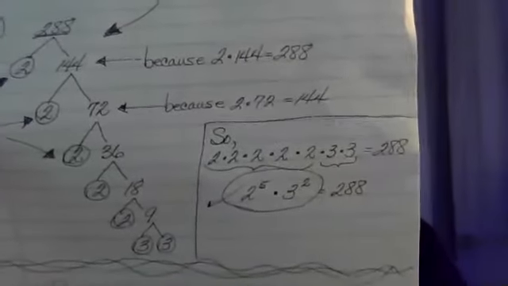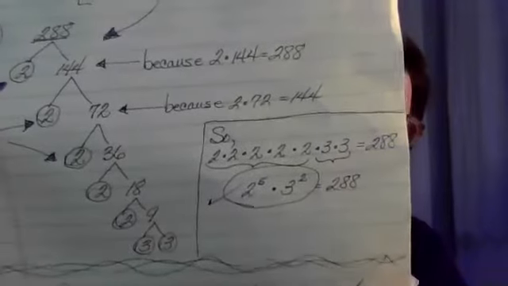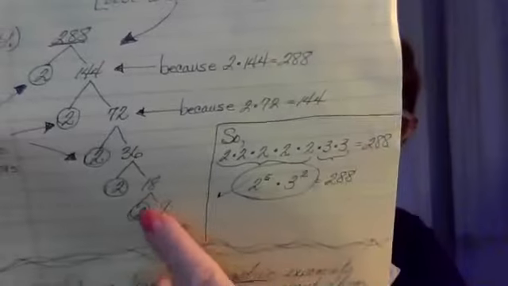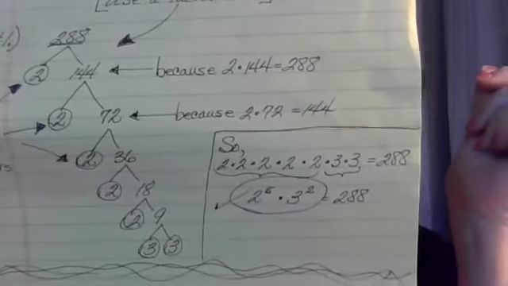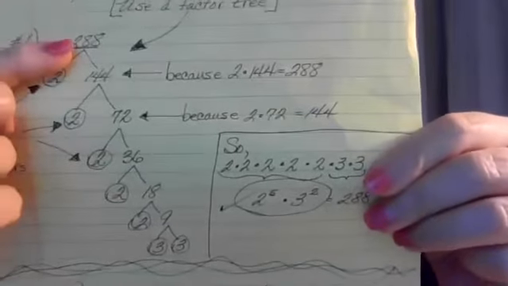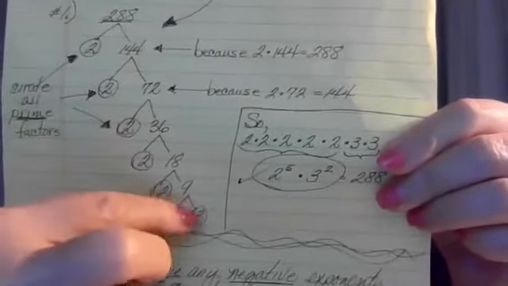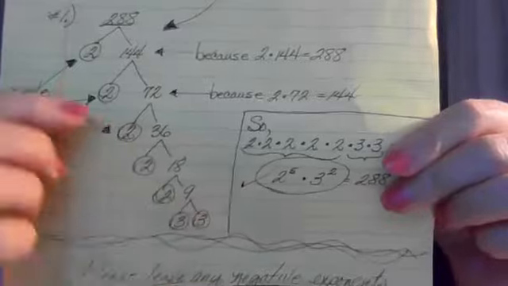But what will happen, no matter how you start the tree, by the time you get to the bottom where all the primes are circled, where there's nothing left on the bottom except for circled things, those are primes, then you're finished. And no matter how you started with the 288, your primes should all match.